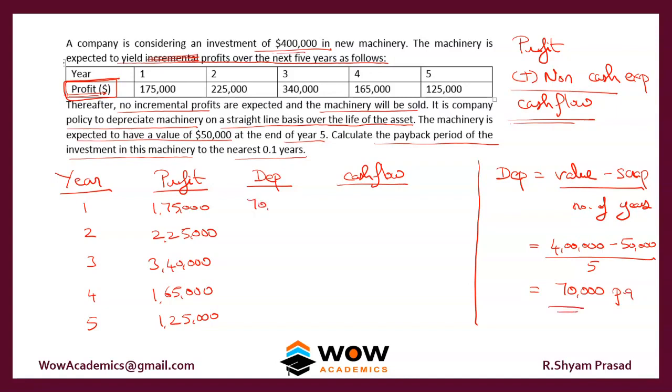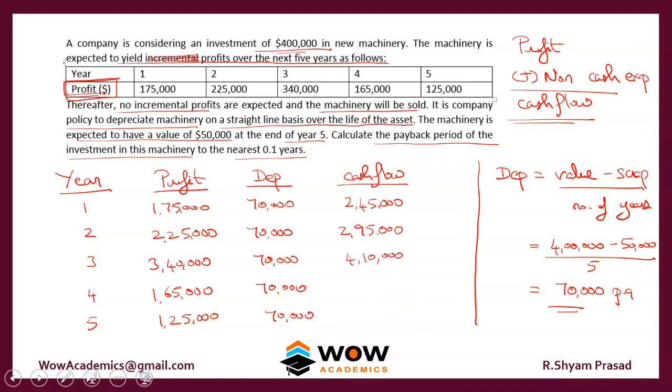So add 70,000 to all the numbers here. You will get the cash flow. So what is our cash flow? Our cash flow is 2,45,000 here, 2,95,000 and 4,10,000. I think we will stop there. We don't need to proceed further.